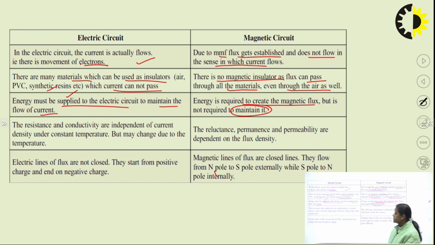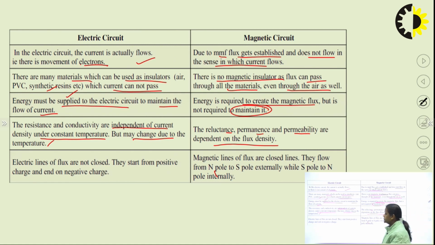Then the next is the resistance and conductivity. They are independent of current density under constant temperature, but may change due to the temperature. Here the reluctance, permeance and permeability are dependent on the flux density.